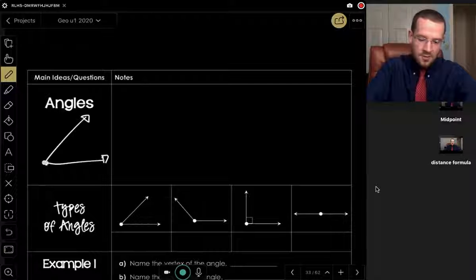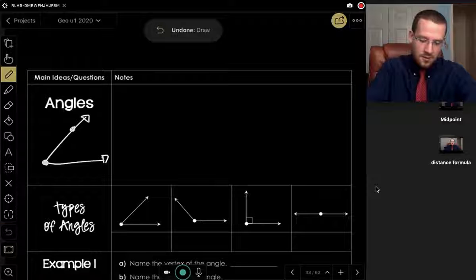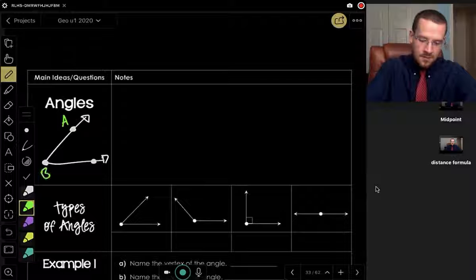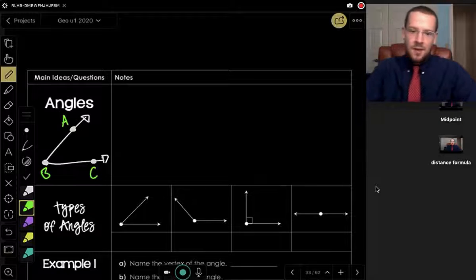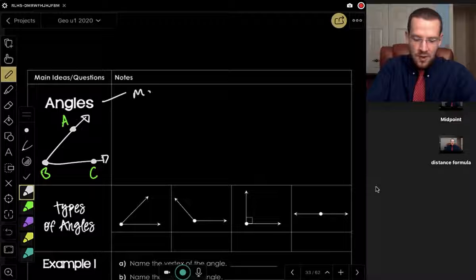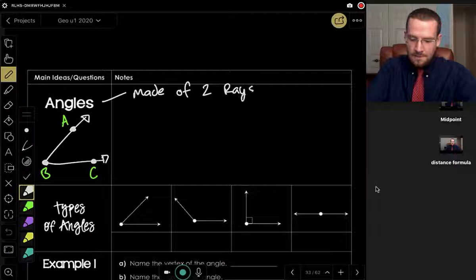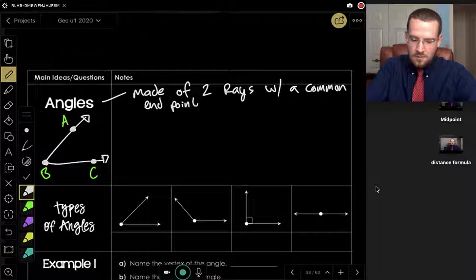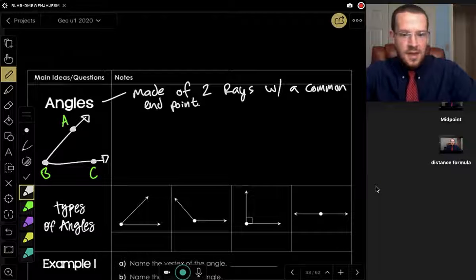Angles are made up of 3 points, and so in my drawing of an angle, I'm actually going to make this one. So here's angle ABC. Angles are made of 2 rays with a common endpoint. Two rays with a common endpoint.